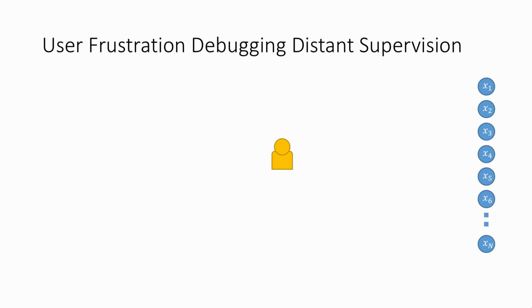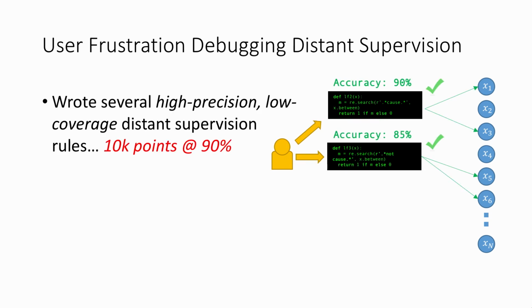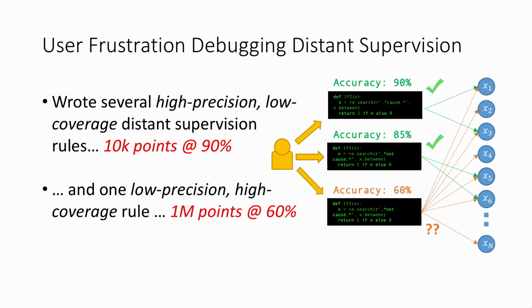And one user, to a first approximation, did the following. And it was a pretty common pattern. They wrote several of what we would now call labeling functions, these high precision but low coverage distant supervision rules. And for the sake of argument, let's say that they labeled 10,000 points at 90% accuracy. They trained their model, life was good, they went about their way. But then they would introduce something to try and get more coverage. In this case, they introduced a single low precision but high coverage rule. And it labeled, let's say, 1,000,000 points at 60%.